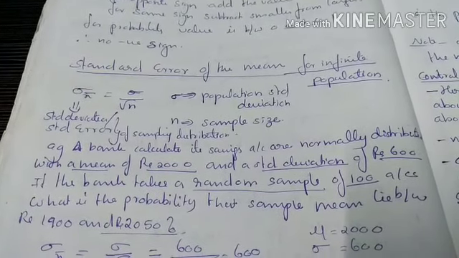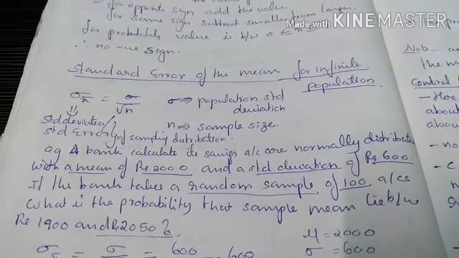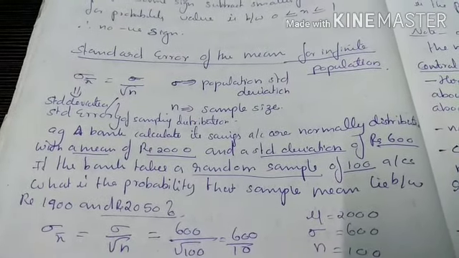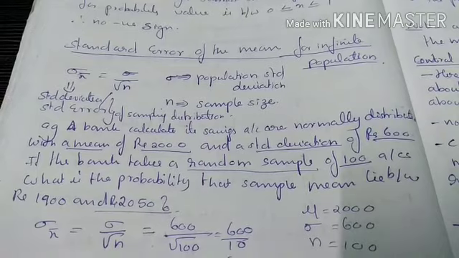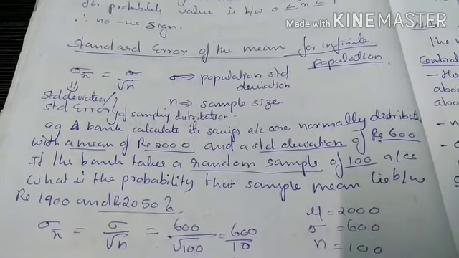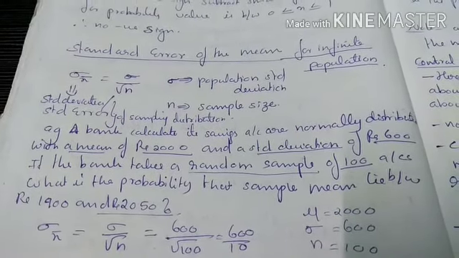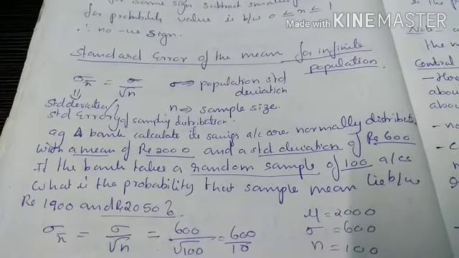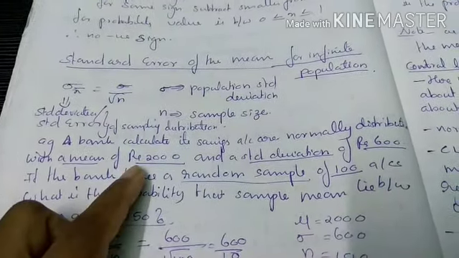For our first example, a bank calculates its savings account as normally distributed with a mean of rupees 2000 and a standard deviation of rupees 600. If the bank takes a random sample of 100 accounts, what is the probability the sample mean is between rupees 1900 and 2050 rupees?